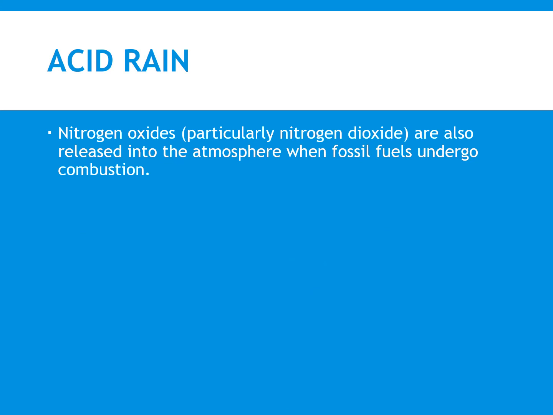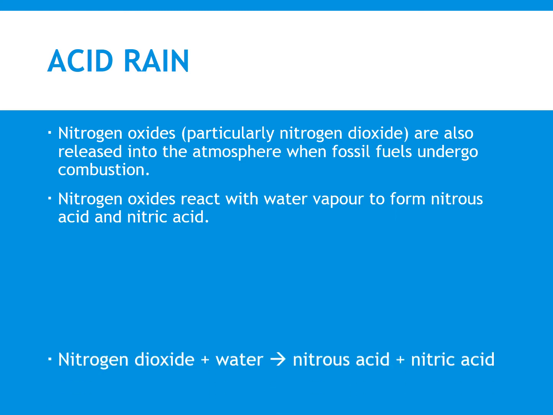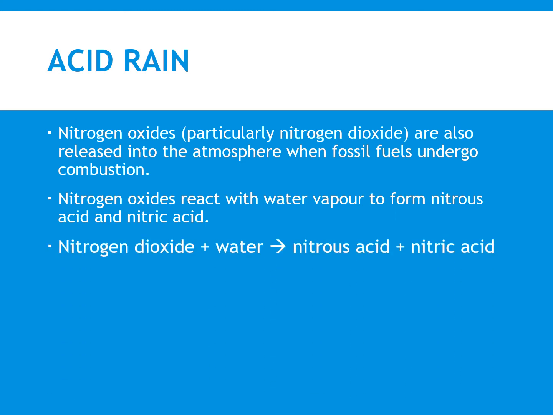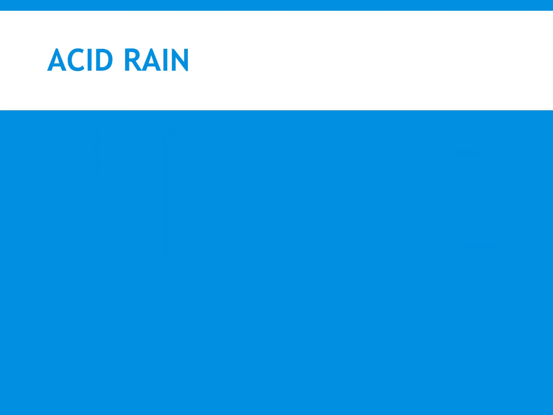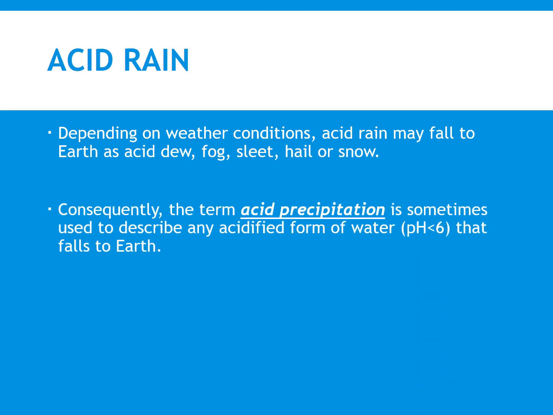Nitrogen oxides, particularly nitrogen dioxide, are also released into the atmosphere when fossil fuels undergo combustion. Nitrogen oxides react with water vapor in the air to form nitrous acid and nitric acid. Depending on weather conditions, acid rain may fall to the earth as acid dew, fog, sleet, hail, or snow. Consequently, the term acid precipitation is sometimes used to describe any acidified form of water that falls to earth.